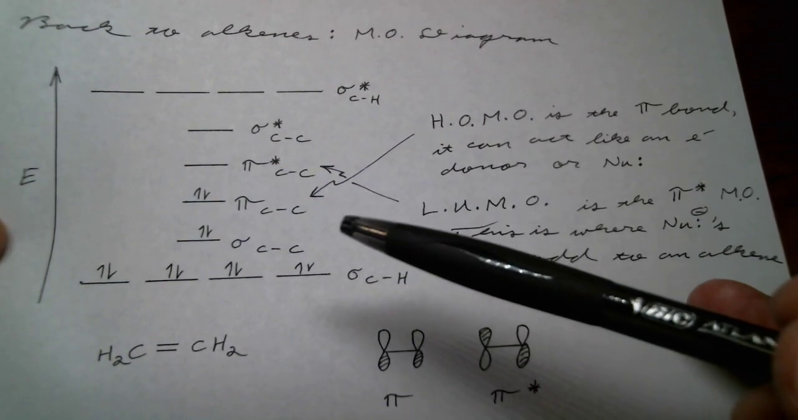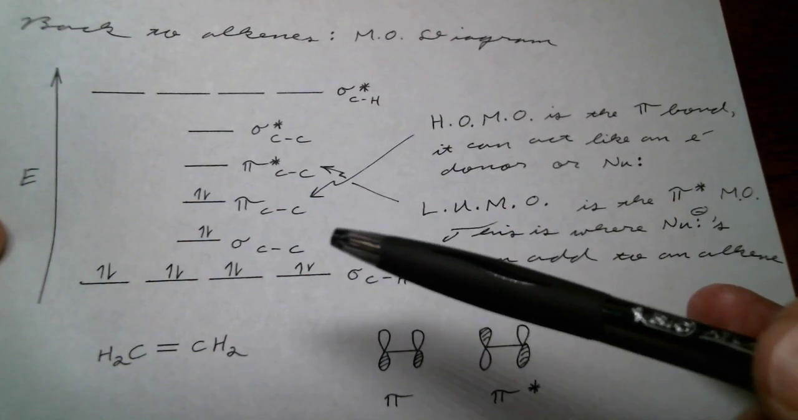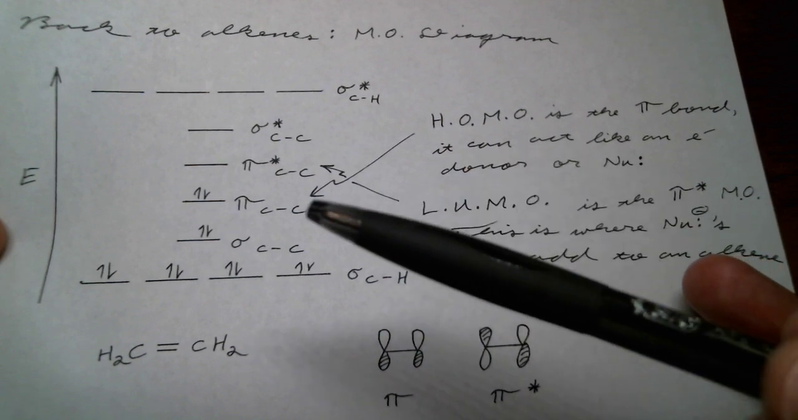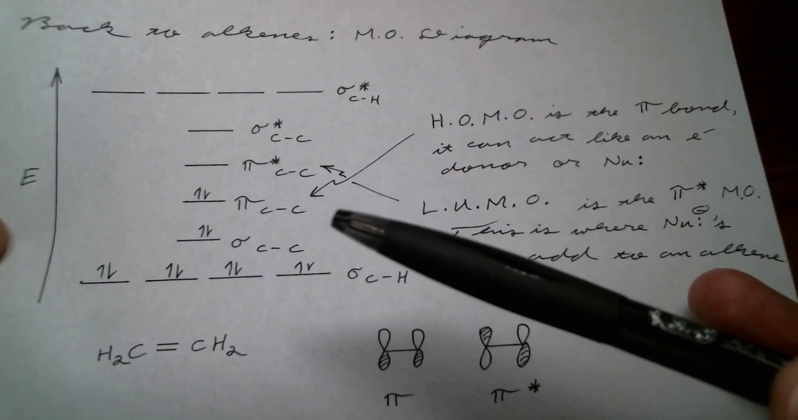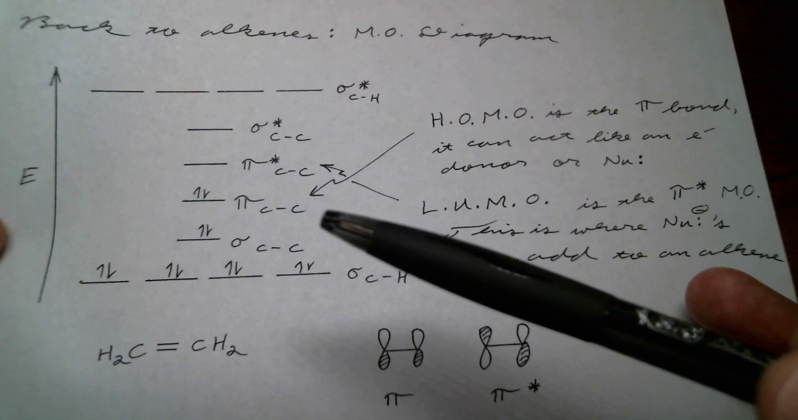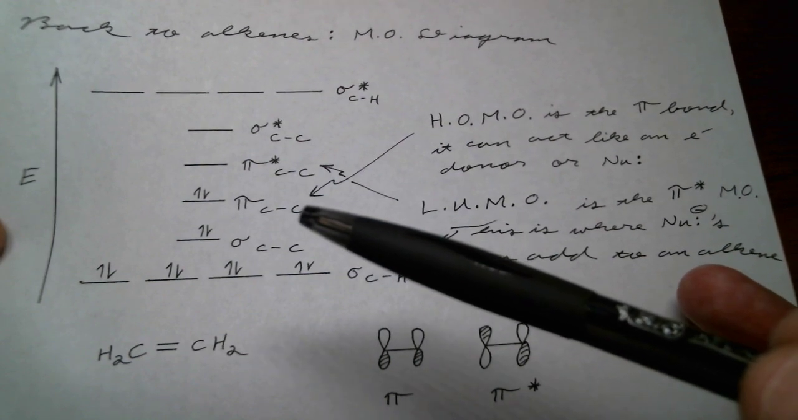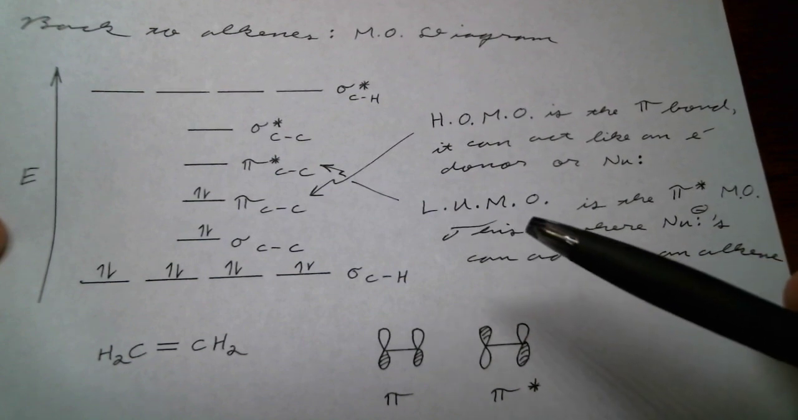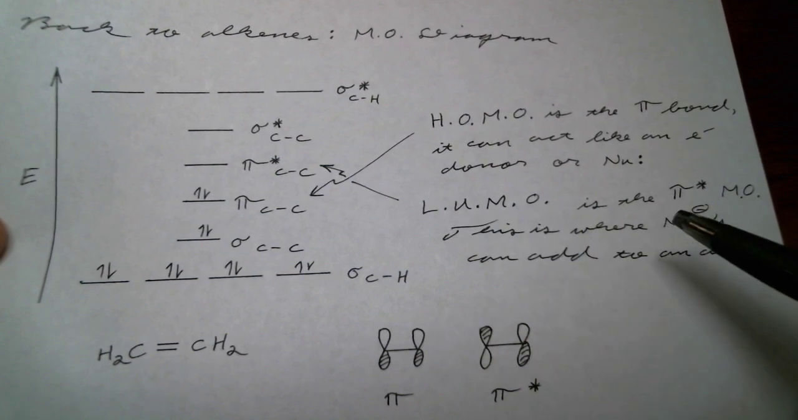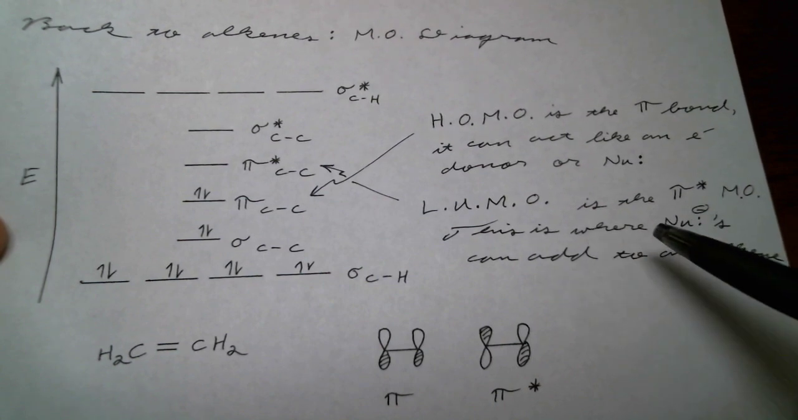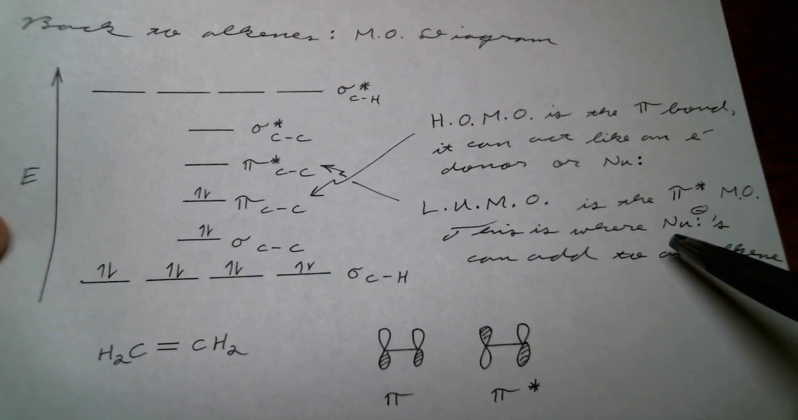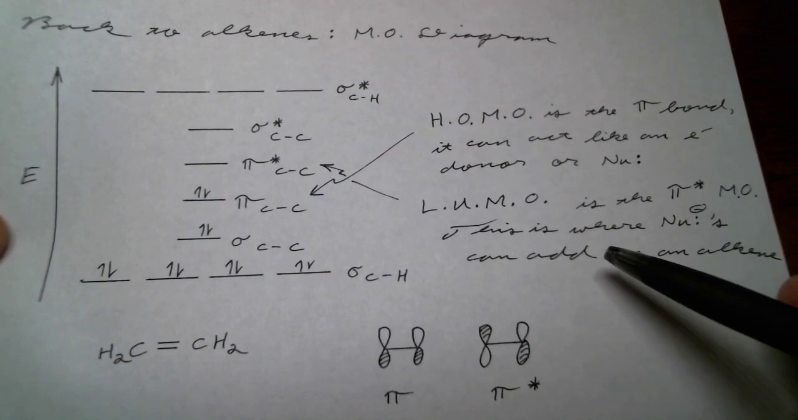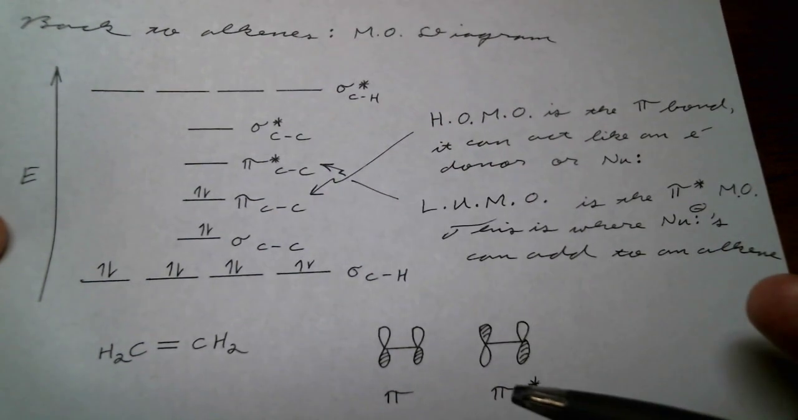In terms of the important molecular orbitals in this crude molecular orbital diagram, we're interested in the highest occupied molecular orbital, highest in what? Highest in energy. And that's the pi bond. It can act like an electron donor or a nucleophile. The other orbital we're interested in is the lowest unoccupied molecular orbital, the LUMO, and that is the pi antibonding molecular orbital. This is where a nucleophile in the larger world could add its electrons to the alkene. So, I mean, two different faces, right?